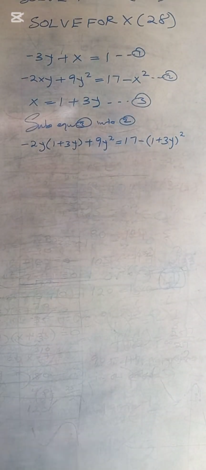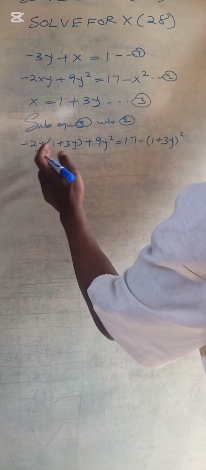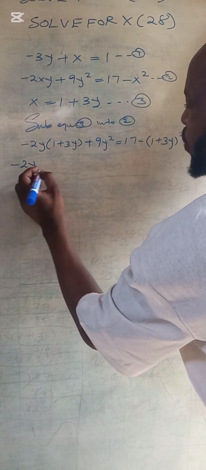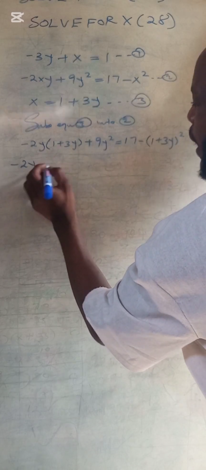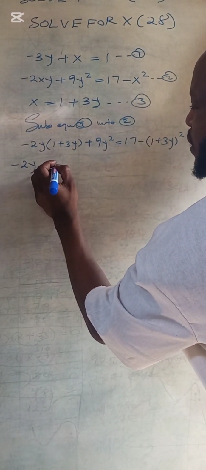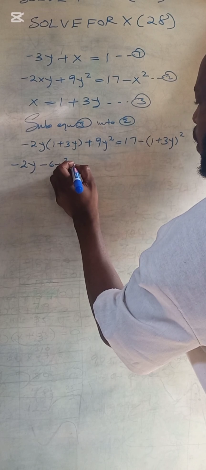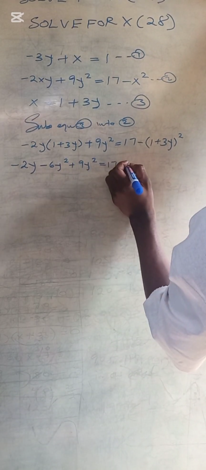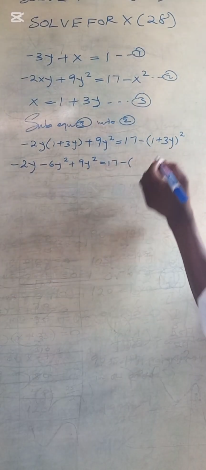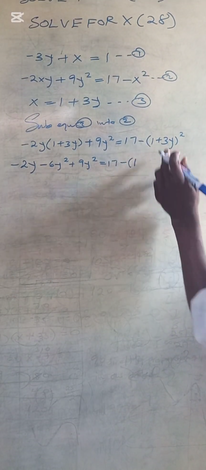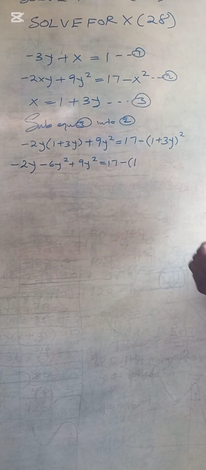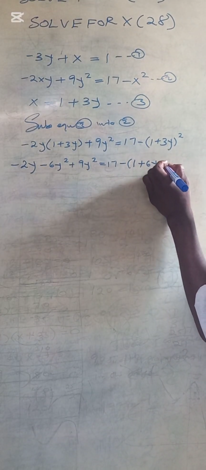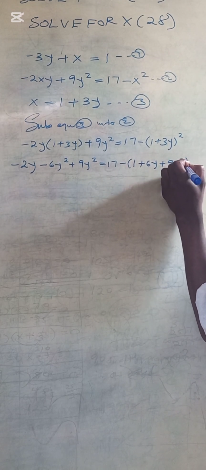right? Okay. So from here, let's multiply this out. It's minus 2y by 3y. It's minus 6y squared plus 9y squared is equal to 17 minus the expansion. Square the first: 1 squared is 1. Multiply together: 1 by 3y is 3y, and double, that will be 6y. The last, that will be 9y squared, right?